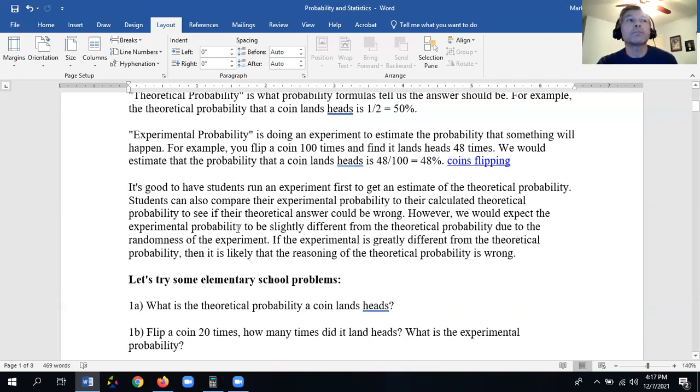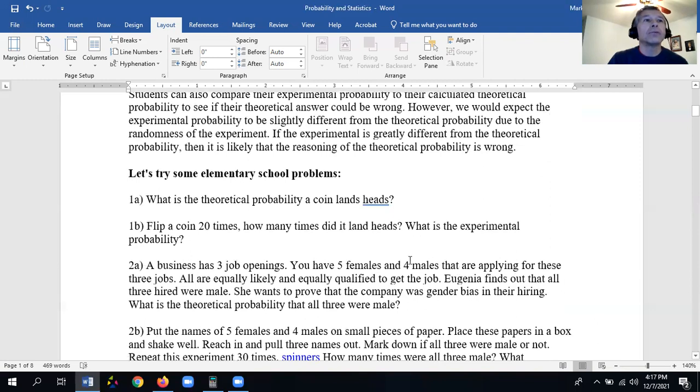However, we would expect the experimental probability to be slightly different from the theoretical probability due to the randomness of the experiment. If the experimental is greatly different from the theoretical probability, then that can happen, but it's likely that the reasoning of your theoretical probability is wrong. Like probably you didn't figure out the answer correctly. So let's get down to the coins problem here. So this is what we were doing here with the theoretical probability. A coin lands heads. That's 1 out of 2.